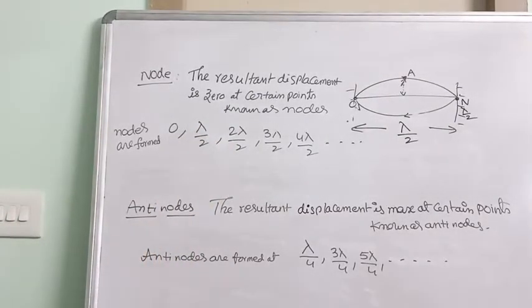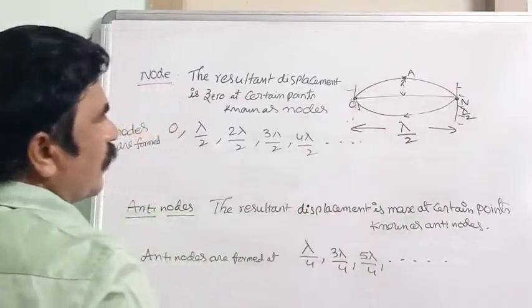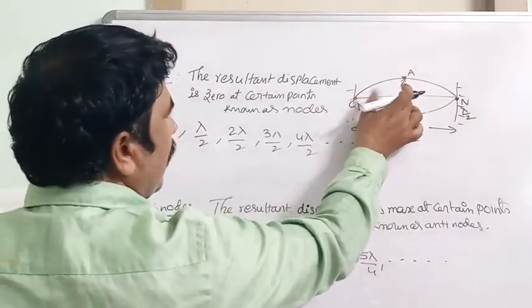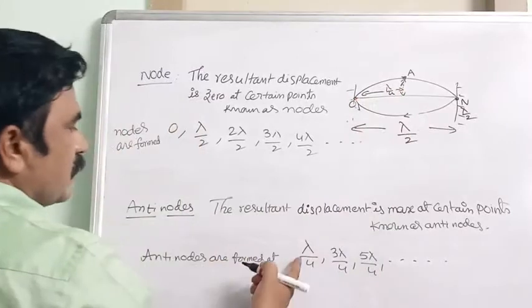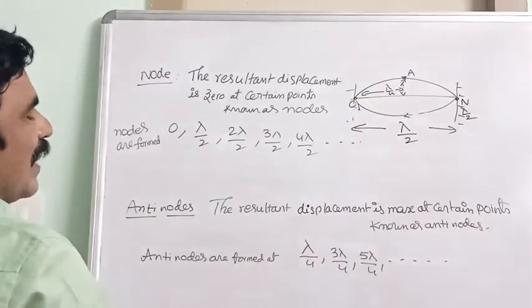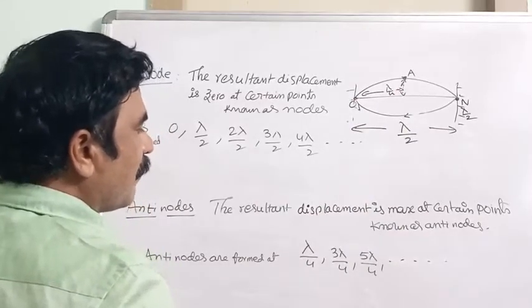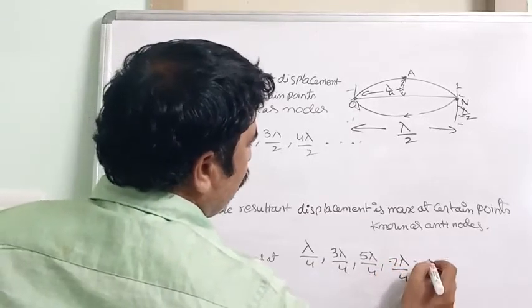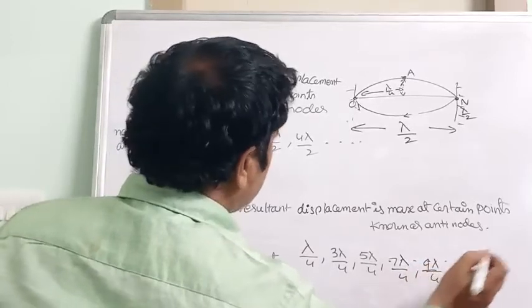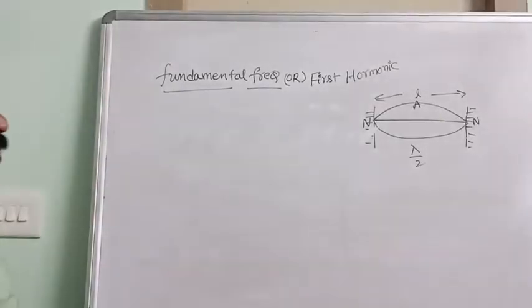Coming to antinodes, where the displacement is maximum: see the wave, this whole loop is lambda by 2, and the antinode forms at half a loop. Therefore this distance is lambda by 4. That is why the first antinode is at lambda by 4. Next it comes at 3 lambda by 4, 5 lambda by 4, adding lambda by 2 each time, then 7 lambda by 4, 9 lambda by 4, and so on. Antinodes are formed.